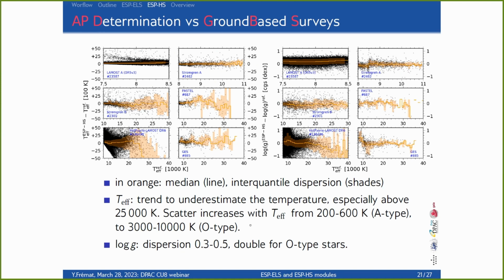So we see that the scatter is generally quite acceptable. I would say we have a fair agreement with the survey determinations, except for the hotter stars, where we generally note that values provided by the ESP-HS module tend to be underestimated. The left part here is the residuals as a function of the effective temperature, and the right is for the surface gravity, with the dispersion values that I took from the papers.